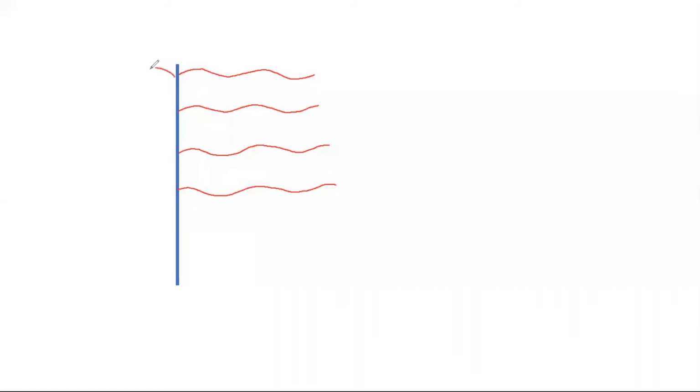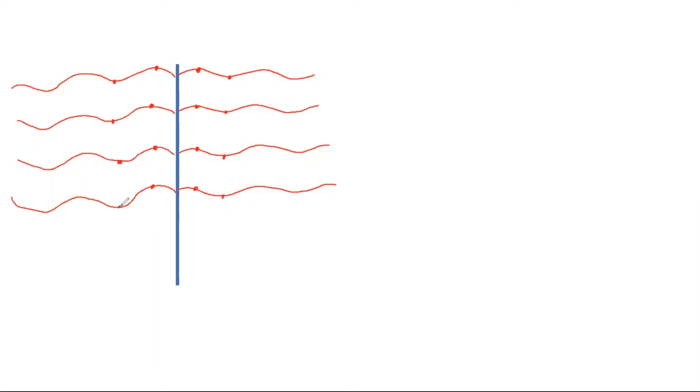Let's just draw another wave. Right. So this point is our first crest. This is also our first crest. Again, this is our first crest, and this is our first crest. This is our first drop, minimum displacement. This is the first drop of this wave, first drop of this wave, and first drop.